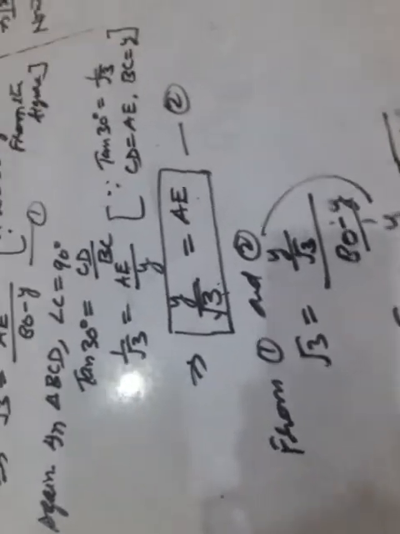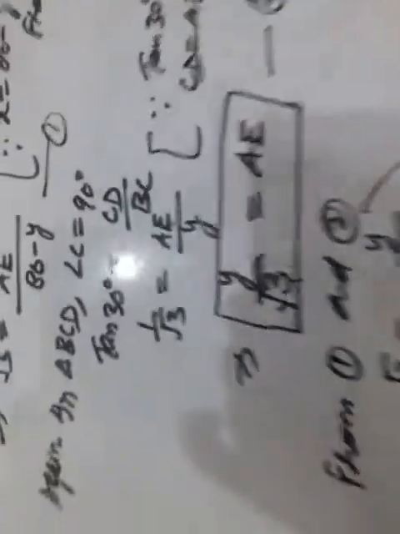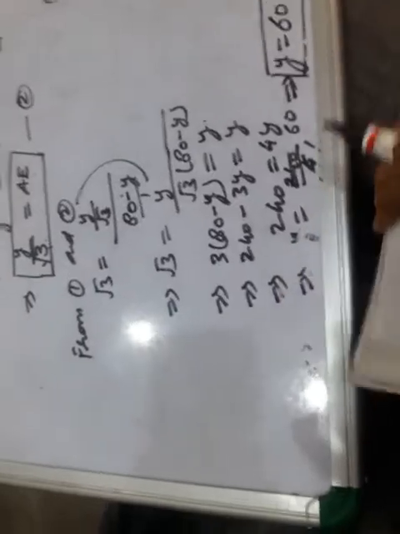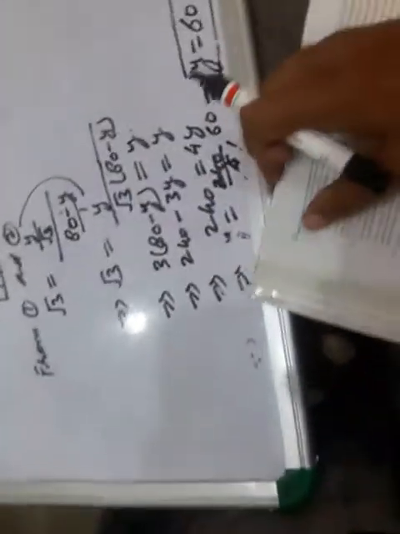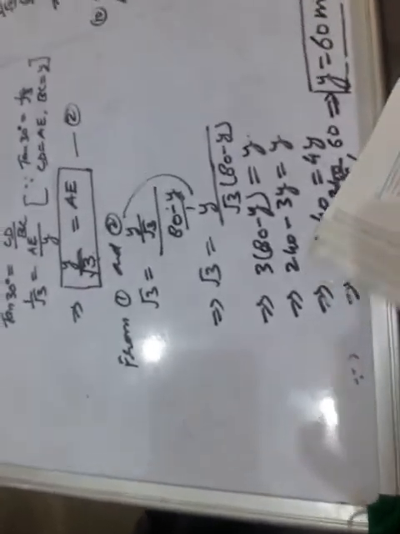Now let us move to the next question. What is the next question? Note it down fast, children. Now what is question number 11? The figure is already given in question number 11. Let us see. Let me remove it from here. Now question number 11.